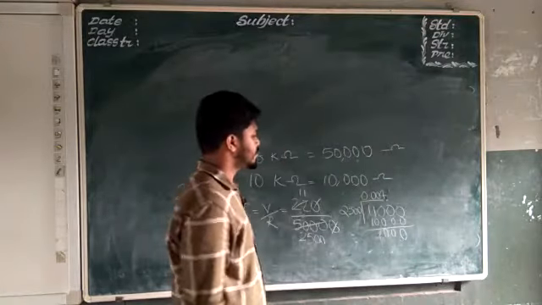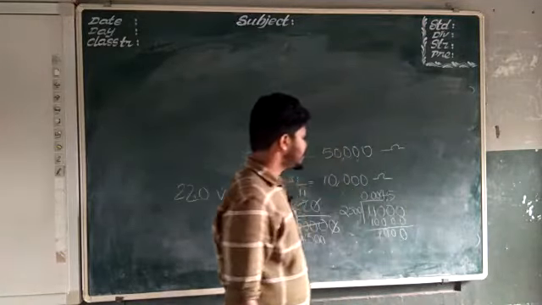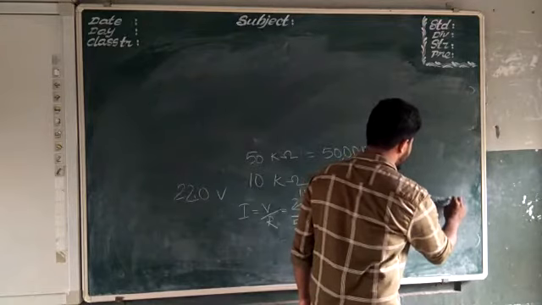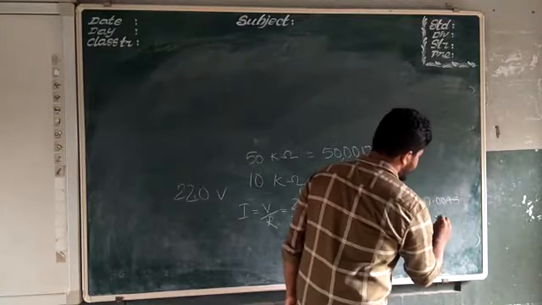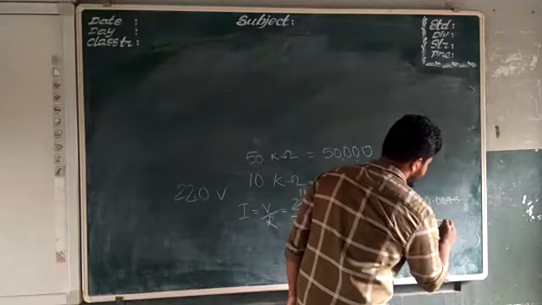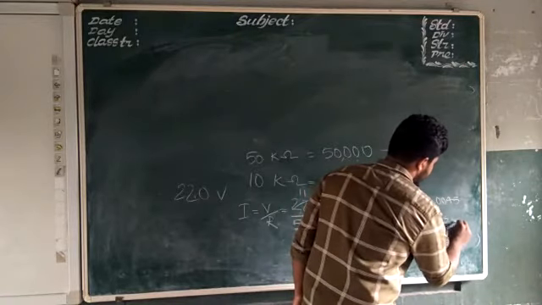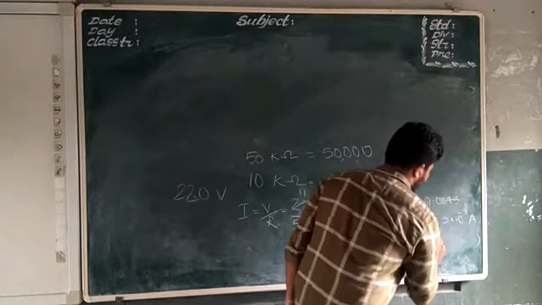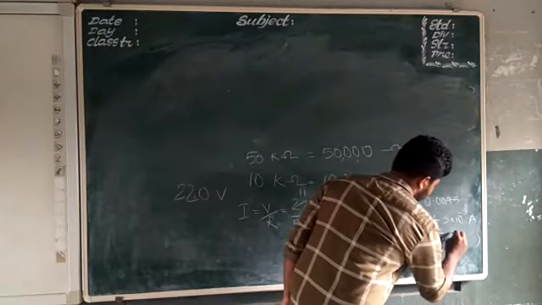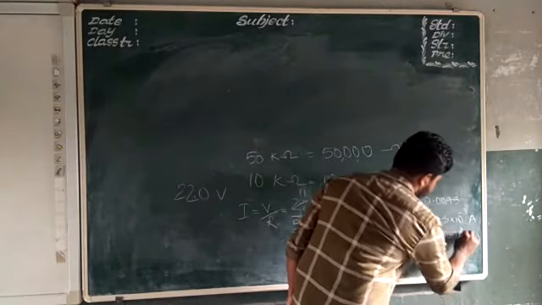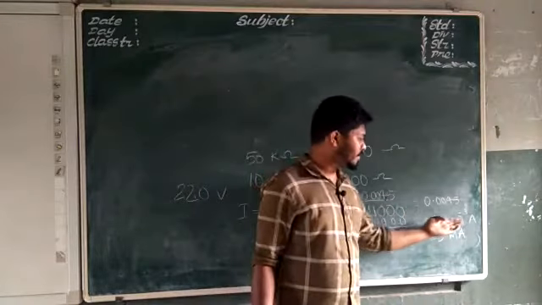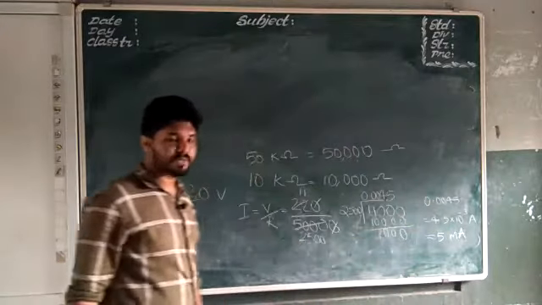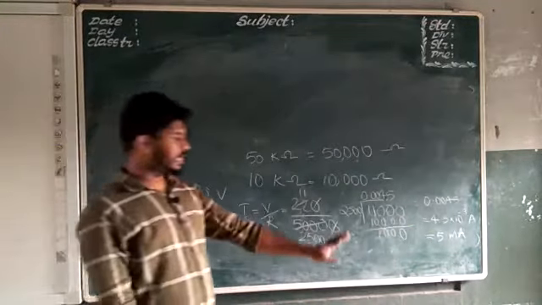Thousand remaining, then 5. So it's 0.0045, or we can write it as almost 4.5 into 10 raised to minus 3 ampere. That is equal to 5 milliampere. 10 raised to minus 3 ampere means milliampere. So it's almost 5 milliampere.